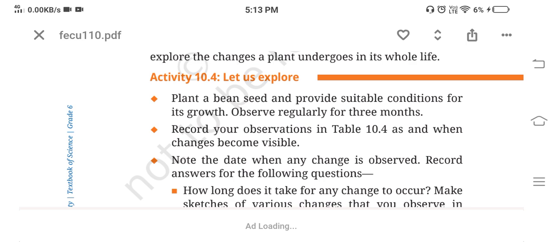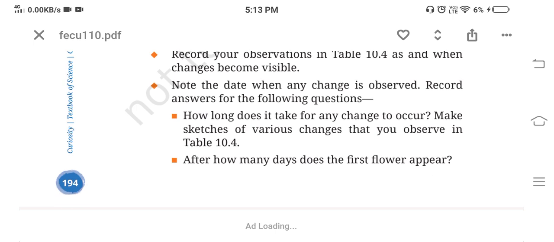Record the answers to the following questions. How does it change? How long does it take for any change to occur? Make sketches of various changes that you can observe in Table 10.4. After how many days does the first flower appear?